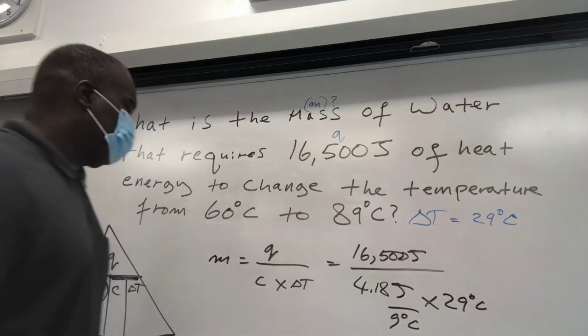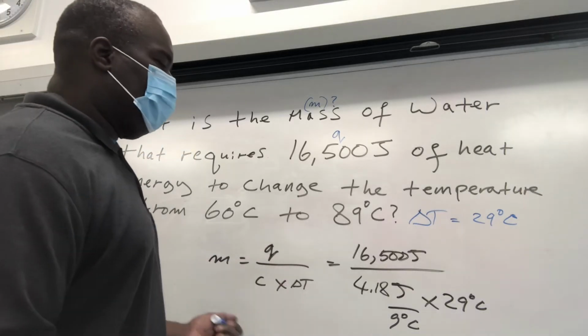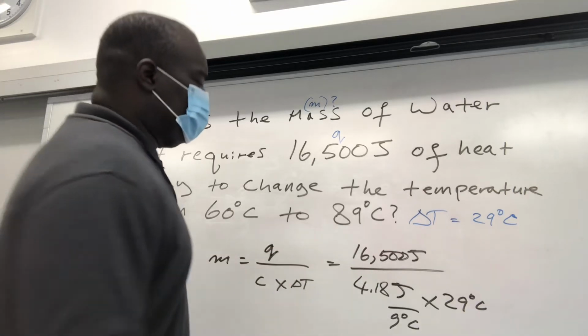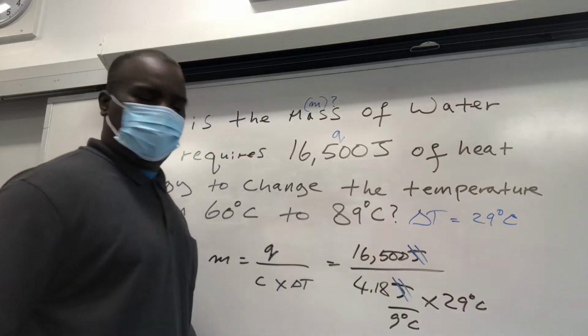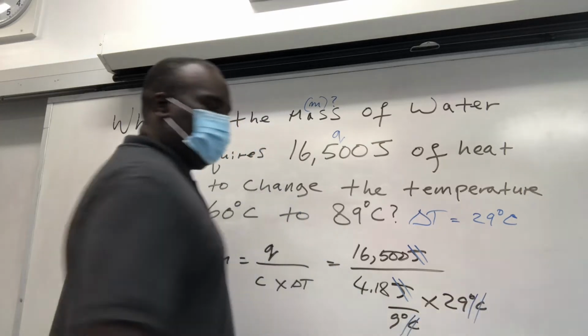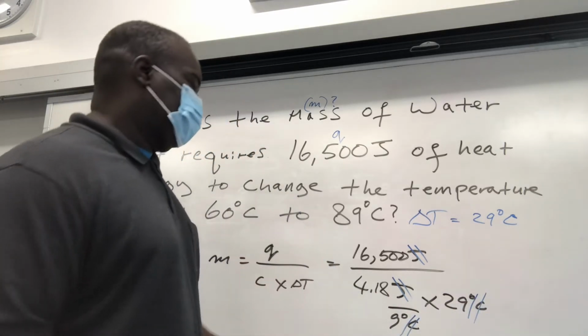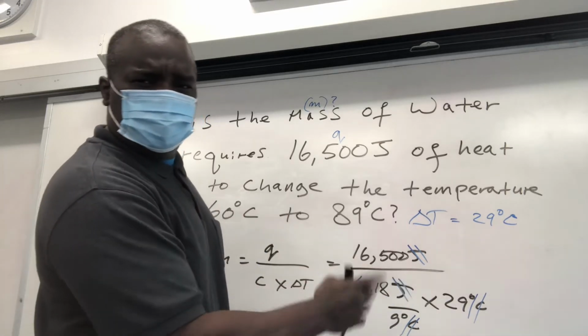So you set it up, you're looking for mass. Now in your mind you're saying to yourself, I'm looking for mass, hopefully these things cancel and leave me with grams, right? So here you go. The joules here and the joules there, they cancel. The degree C here and the degree C there, they cancel. What are you left with? You're left with grams, right? So you're happy, okay? So it's all a matter of doing this mathematical operation carefully.